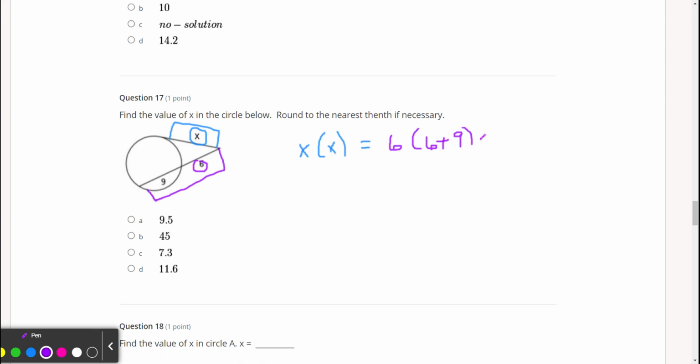I got a 90. So what do I do wrong? You didn't do the outside times the total. So on the blue piece, the outside is x and the total is x. So that's x squared equals 90 instead of x equals 90. And then what do I have to do to the 90? Take the square root.